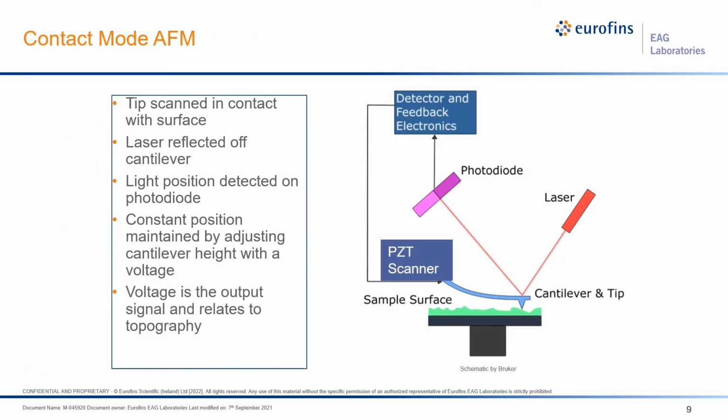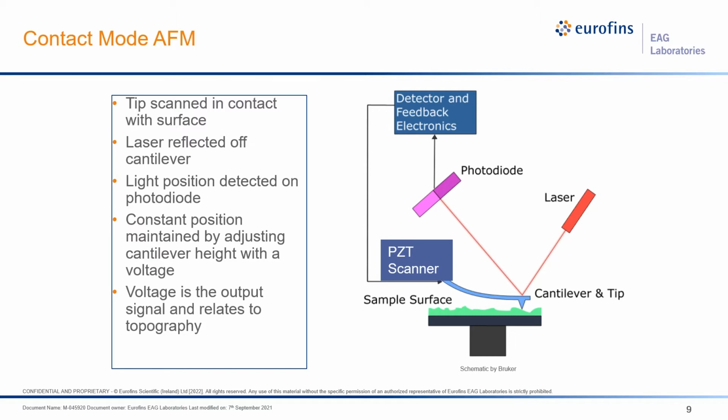The most basic operational mode for AFM is known as contact mode. This mode is also the basis for many of the electrical techniques. The schematic on the left shows the main components of the analysis. There's a probe attached to a piezoelectric tube scanner, which allows for fine control of the probe movement. There's a laser, a position-sensitive photodiode, and feedback electronics.